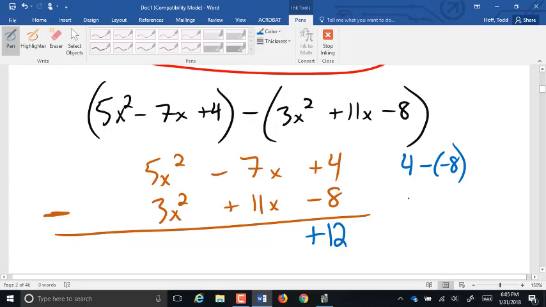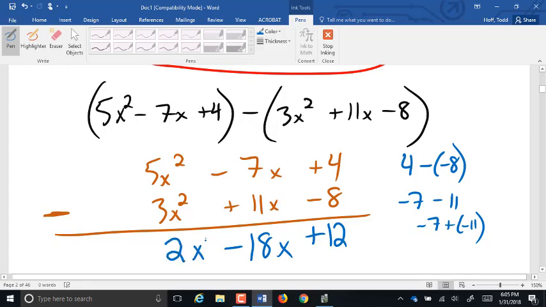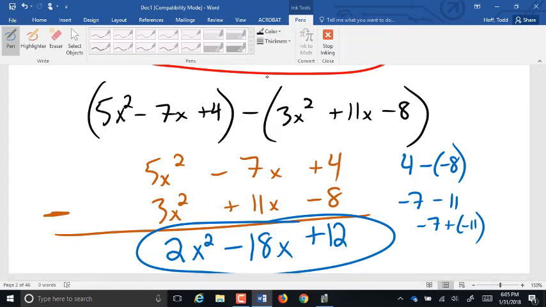Negative 7 minus 11, you think is a negative 7 plus a negative 11, negative 18. 5 minus 3, 2x squared. Either at the end of class tonight or sometime during class tomorrow, we'll talk about those negatives a little bit more. The negatives do take some practice.